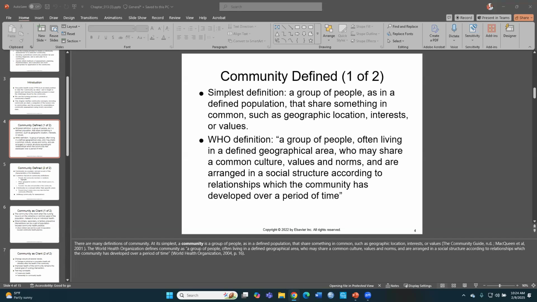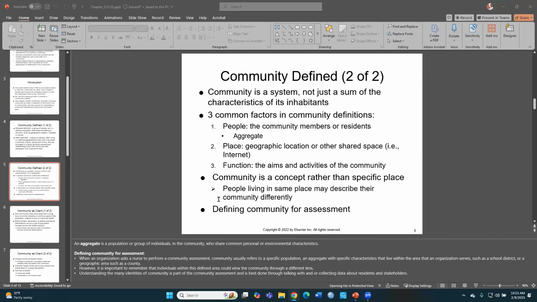The World Health Organization definition is a group of people often living in a defined geographical area who may share a common culture, values, and norms, and are arranged in a social structure according to relationships which the community has developed over a period of time. So it is a system. Community is a system. It's not just the people and the characteristics of those who live there.